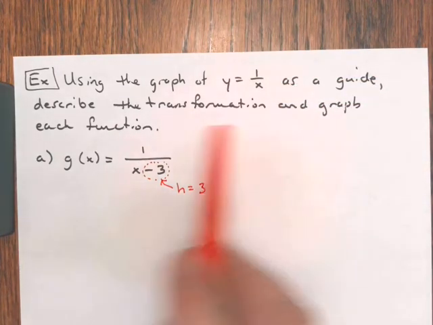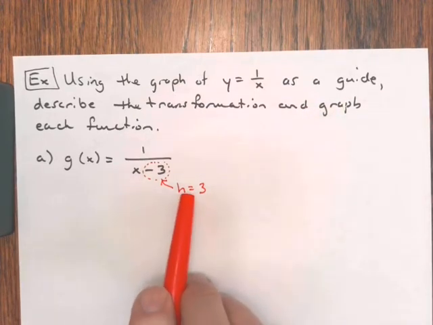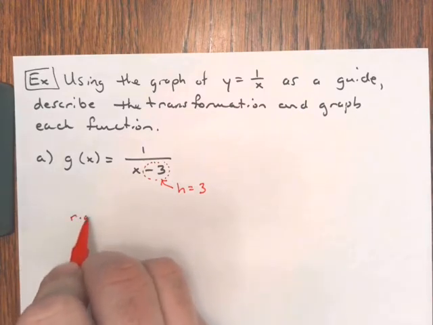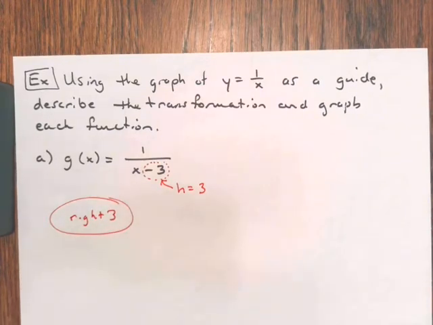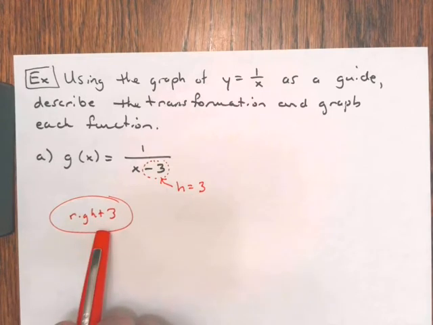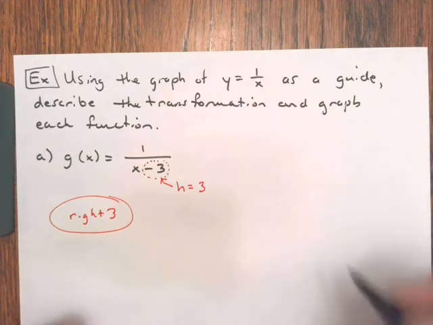So for our directions, we're supposed to describe the transformations that occur. Because our value for h is 3, our transformation is going to be over to the right 3 units. That's the only thing. There are 4 different things that could happen. We could move right or left, we could move up or down, we could have a reflection, or we could change the steepness of the graph. Out of those 4 things, the only thing that's happening in this problem is that we are going to slide the parent function graph over to the right 3 units.